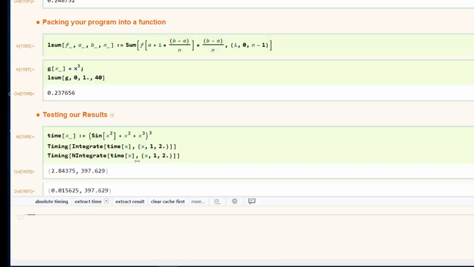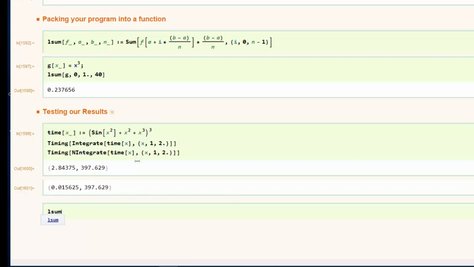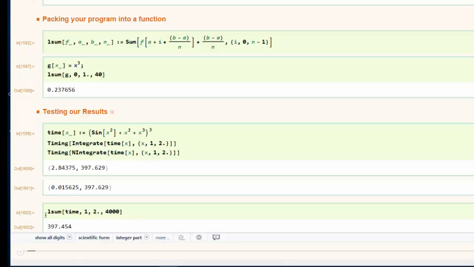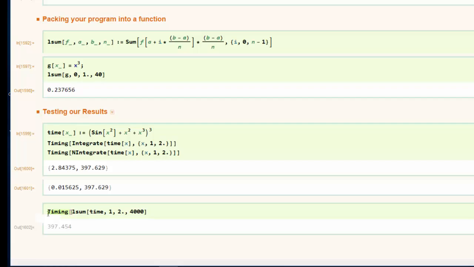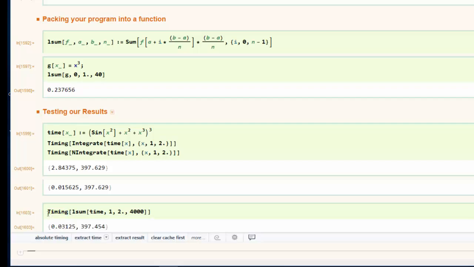So I want to compare how my function would do. I'm going to call left sum. I'm going to pass in the function name of time. I don't need the of x here. I can just put in the name of the function. And I'm going to integrate it from 1 to 2 with a decimal in this time. And I'm going to say use 4,000 steps. And we're going to run this. And I also want to wrap a timing command around this to see how long it takes my code to run.